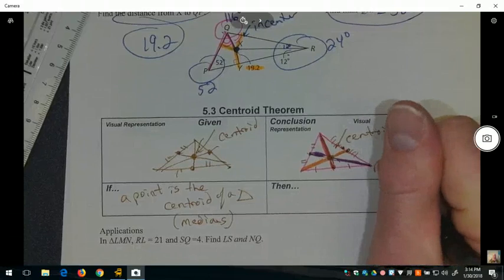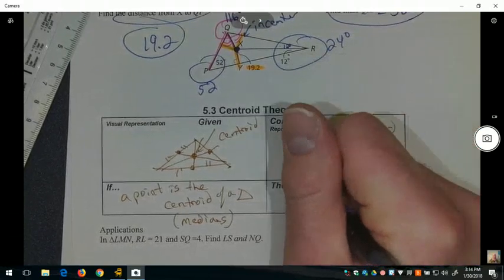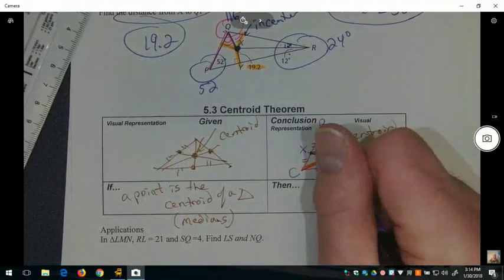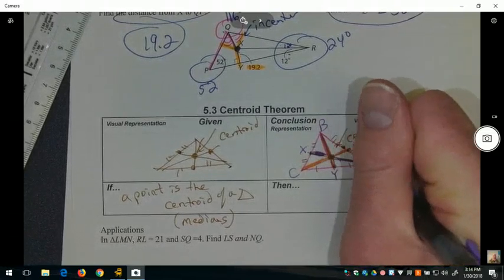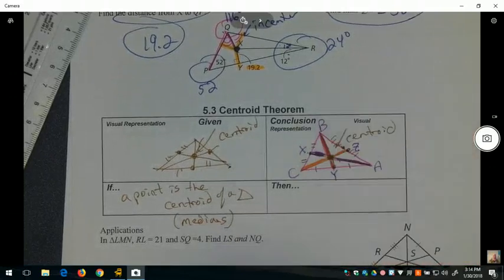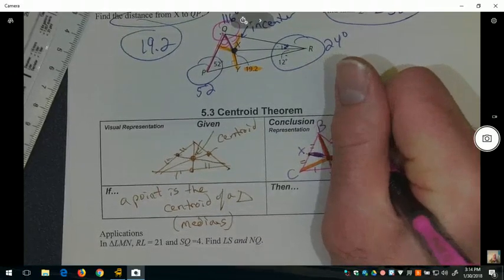Okay, so I'm going to give this triangle a name. We'll call it ABC, and we'll call these midpoints X, Y, and Z. We'll call our center P for this. Our centroid we'll call point P.